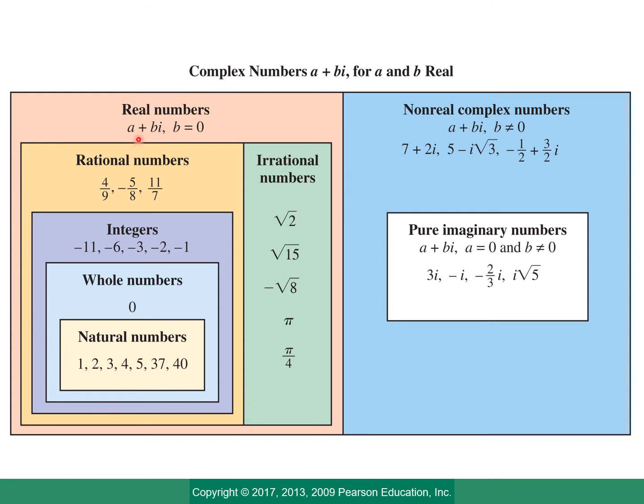But with real numbers, notice how you can write any real number. A real number is a plus bi, like we just talked about for complex numbers.